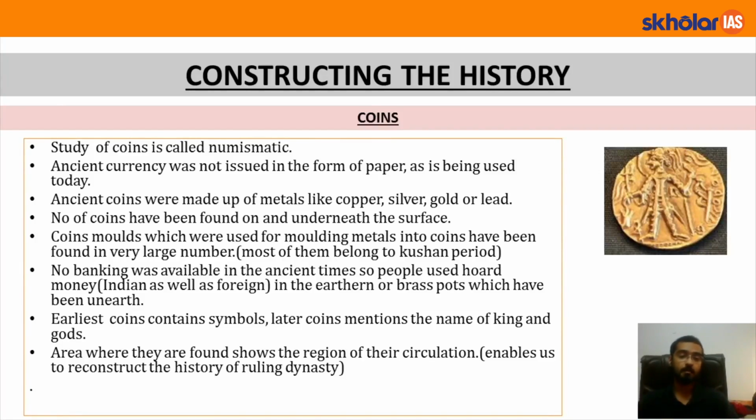There was no banking system available, so people used to hoard their coins in earthen or brass pots. The earliest coins contained symbols, and the later coins used to contain the names of the kings and their gods. So the name of the king and god shows their political and cultural development. Areas where they are found show the region of their circulation.